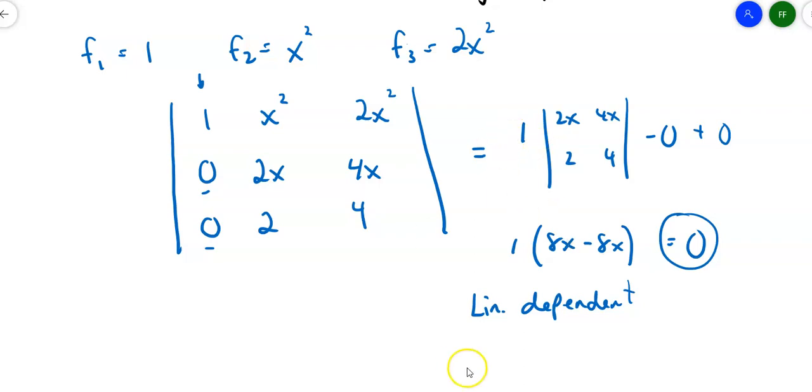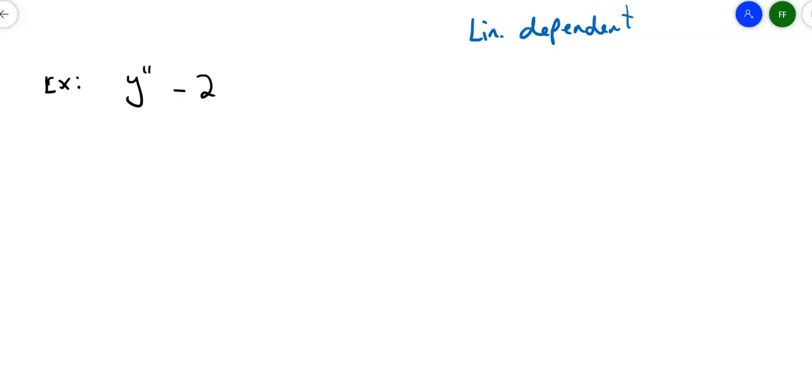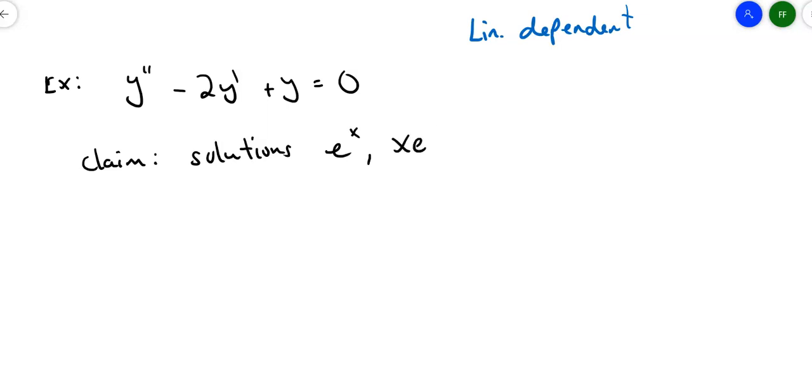All right, let's try this out with the differential equations example. Now, I'm doing this in such a way that some of you have taken diffEq, some of you have not. So I'm going to set this up in such a way that you don't need to have taken differential equations to understand this. A differential equation involves a function and its derivatives. So I may have a differential equation that looks like this: y double prime minus 2y prime plus y equals 0. So my claim is that if I ran through a whole series of solution methods, the solutions are e to the x and x e to the x.